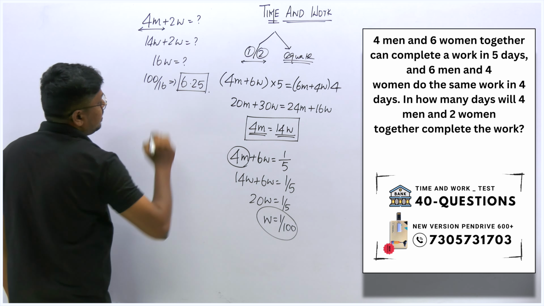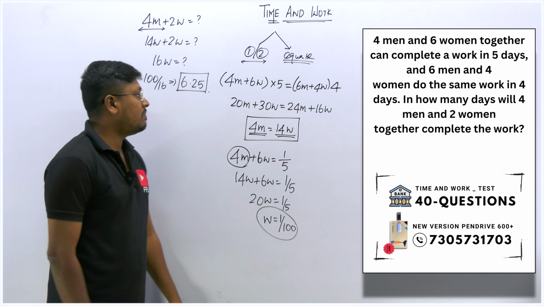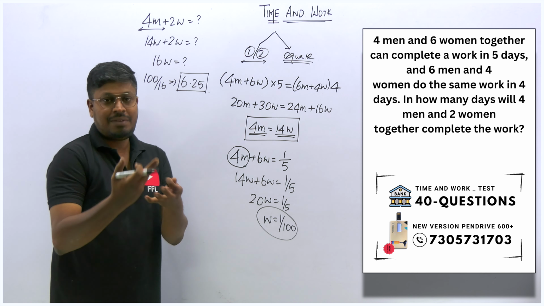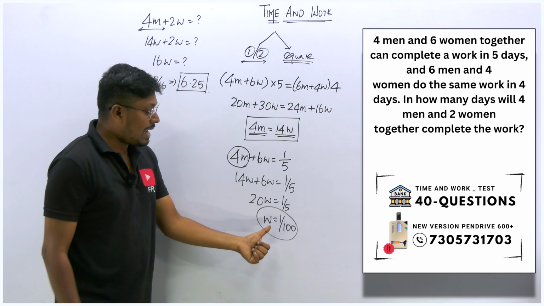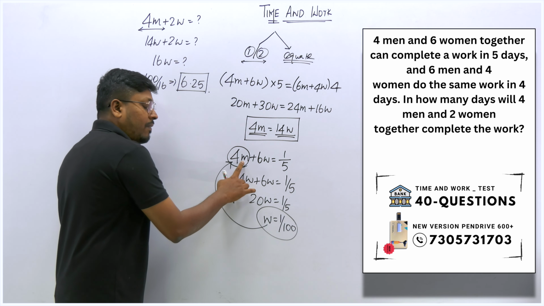So according to the question, we found the answer that 4 men and 2 women can complete a piece of work in 6.25 days. That is one way of solving a question, or else after finding a woman, you can substitute in this equation in order to find 1 man.